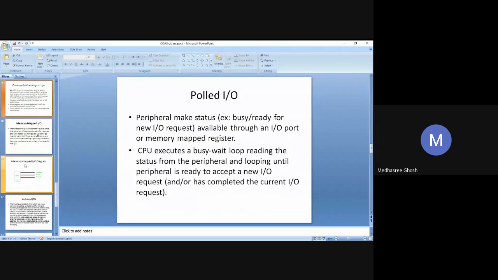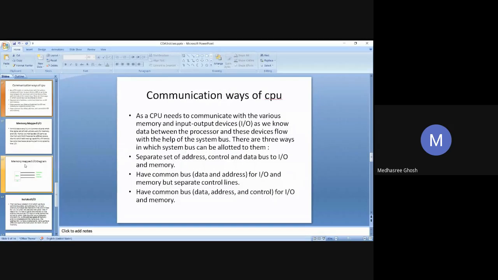Okay. Next technique, some communication ways of the CPU. This is very important. As the CPU needs to communicate with various memory and input output devices, as we know, data between the processor and these devices flows with the help of the system bus. Obviously, they are the mediums. There are three ways in which the system bus can be allotted to them. What are the three ways? Number one, a separate set of address, control, and data bus for input output and memory.